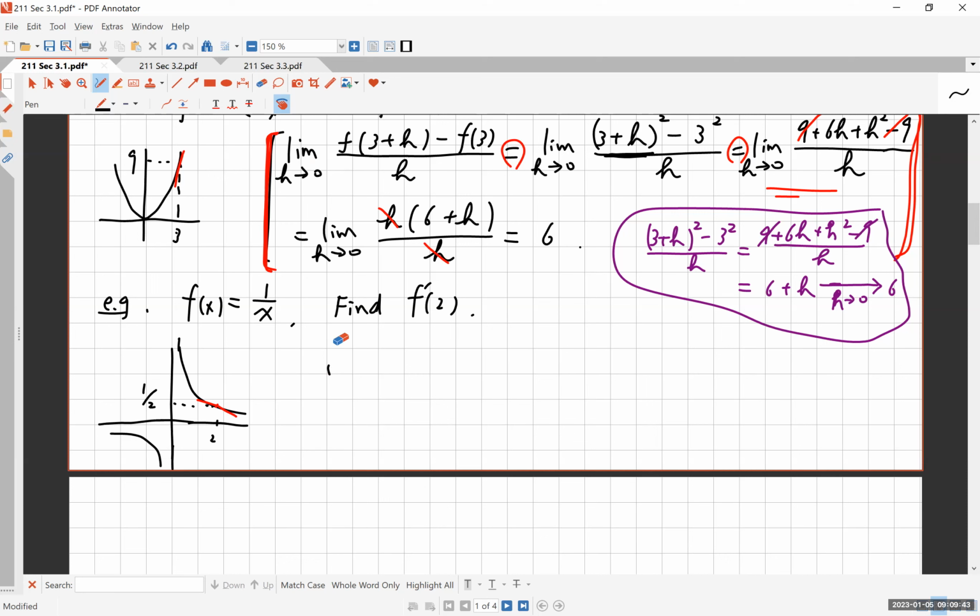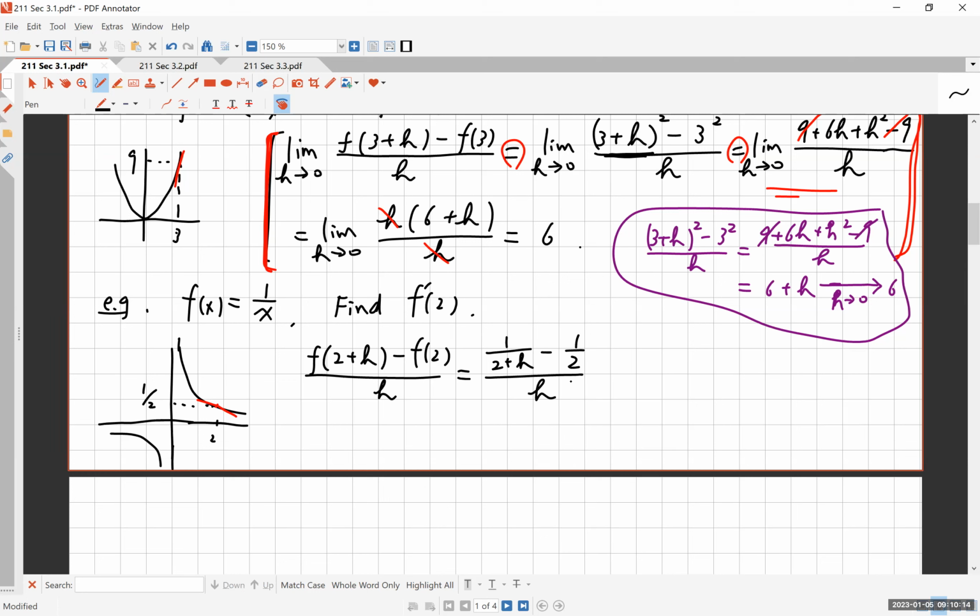Oh, maybe I should go ahead and start by writing what the definition looks like. f of 2 plus h, remember, minus f of 2, divided by h, okay? I'm going to eventually take the limit of this difference quotient as h approaches 0, but of course I have to somehow cancel that h. Okay, what is f of 2 plus h in this case? Well, it's a reciprocal function, so this is what you get.